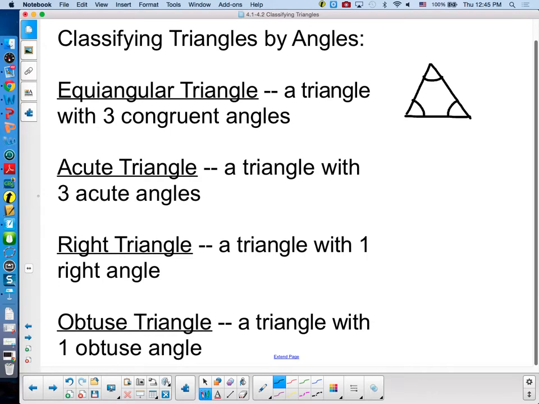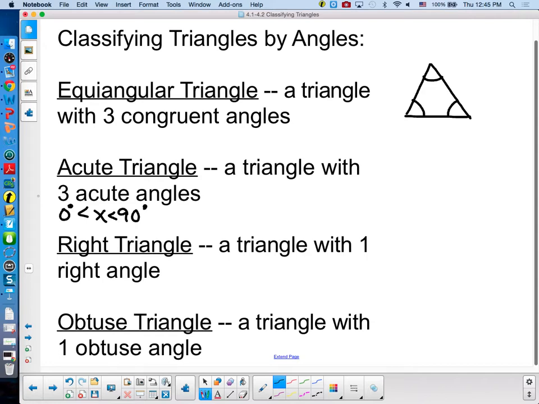Acute triangle, a triangle with 3 acute angles. How big's an acute angle? Okay, less than 90 degrees. So somewhere from 0 degrees up to, but not including, 90. So the measure has to be between 0 and 90 to be acute. So the one I drew up there is an acute triangle. All the angles are less than 90 degrees.